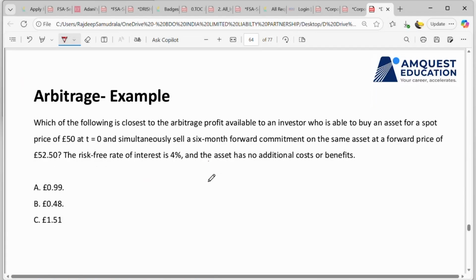Look at this. Which of the following is closest to the arbitrage profit available to an investor who is able to buy an asset for spot price £50 and sell a 6-month forward for 52.5? Imagine. So look here. The theoretical price is what you have to find out. The actual price is 52.5.